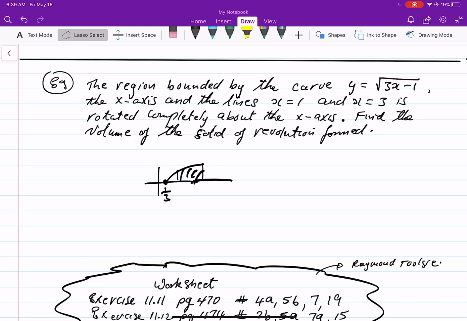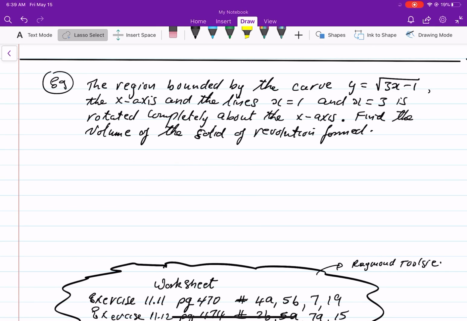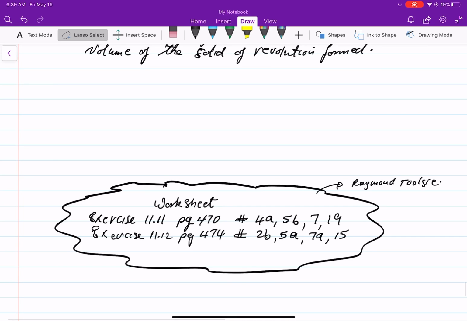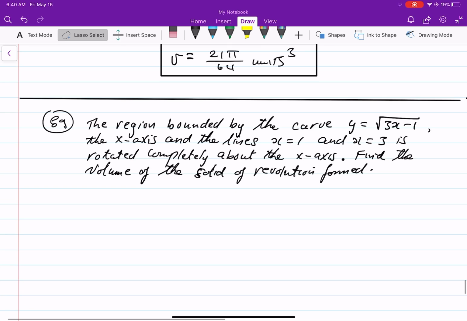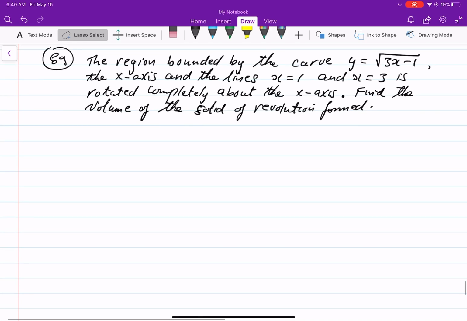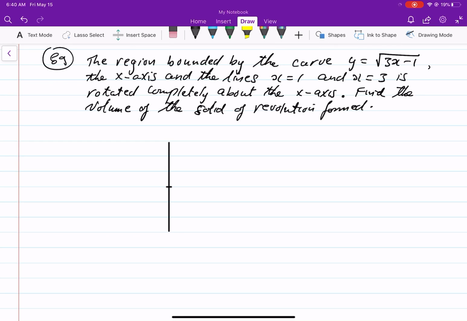Now, I drew a thing there. They didn't give a graph, but I'm going to show a graph. Wherever you can, you should always get an idea of what the shape looks like. So let's see if we can massage this appropriately. First, I'll get the graph so you can figure out what this graph looks like. y is equal to the root of 3x minus 1.